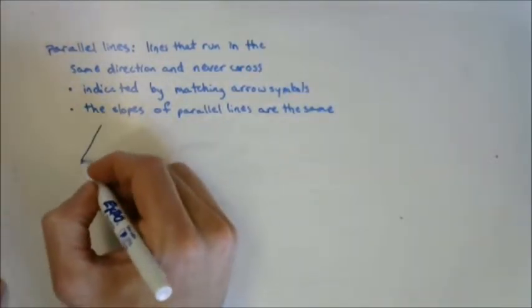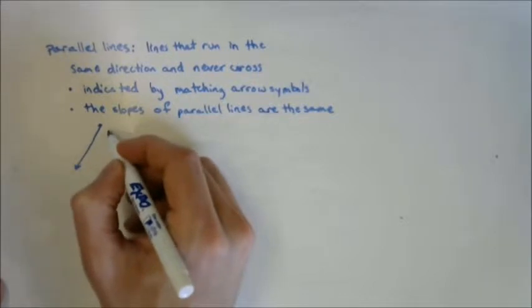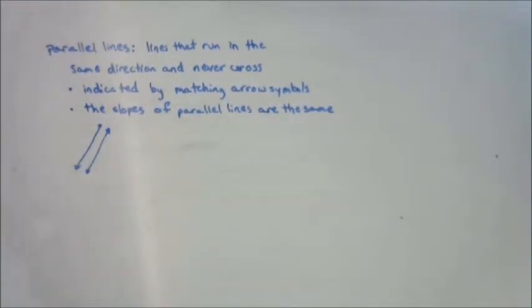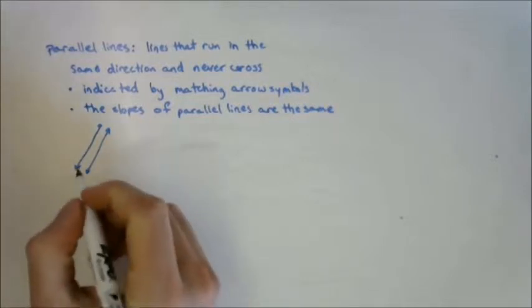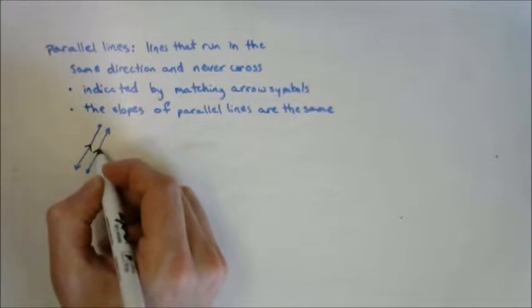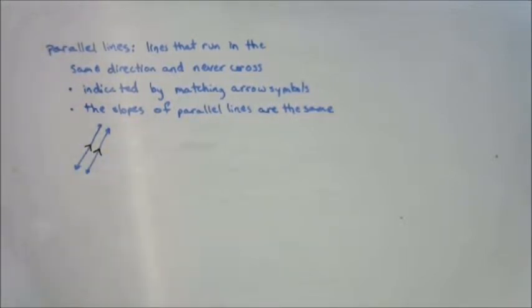So if we're going to draw a set of parallel lines, we just draw two lines that go the same direction, making sure they look like they'll never cross. And it really doesn't matter what they look like, because as long as they have this matching arrow symbol, that tells us that those lines are parallel.